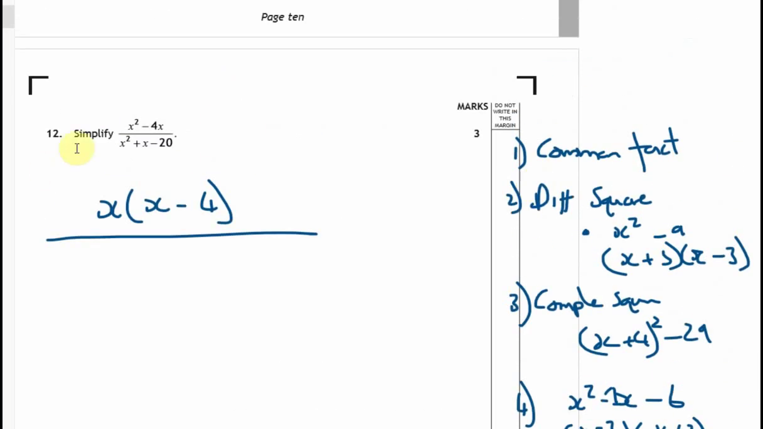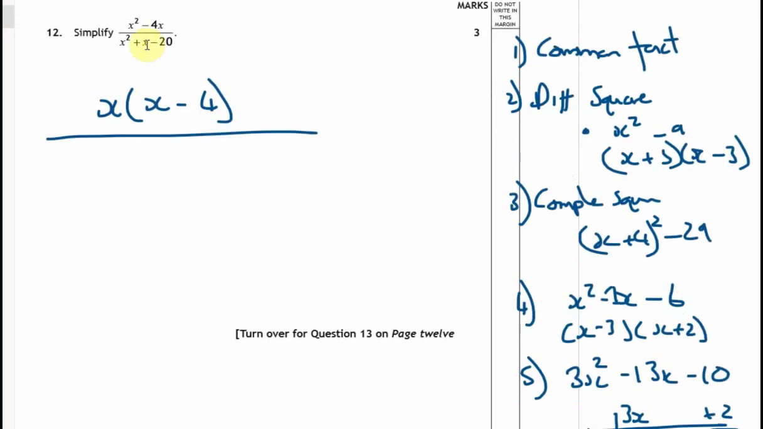Okay, so this one looks like a common factor method. This one down here is not going to be a difference of two squares. It doesn't look like it'll be. Well, it could be a complete square. We don't know yet. But I think it's probably just going to be a simple trinomial. So let's just see if we get that.